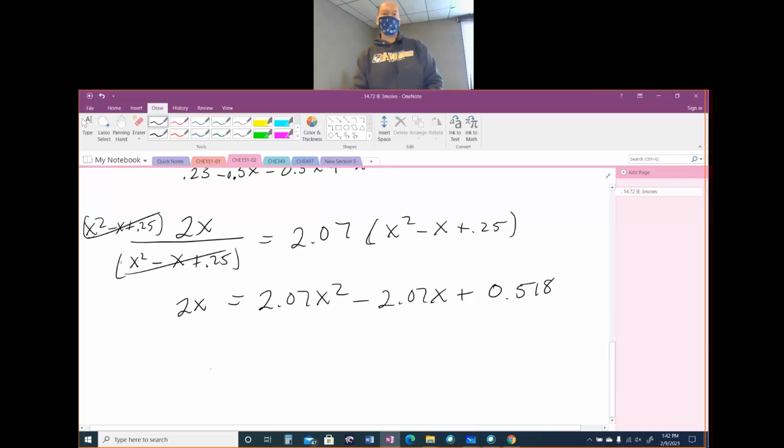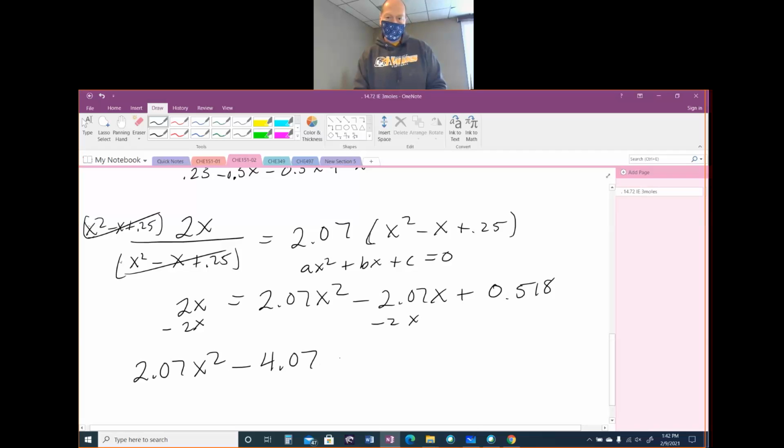All right, and so now when you're doing your quadratic, you have to have it in the form of ax squared plus bx plus c is equal to 0. All right, so to get this side equal to 0, we have to subtract 2x. So you must subtract 2x from both sides. And so you will have 2.07 x squared minus 4.07 x plus 0.518 is equal to 0.